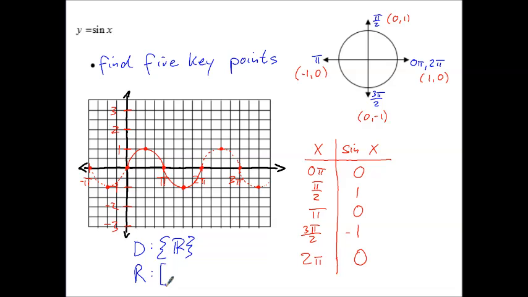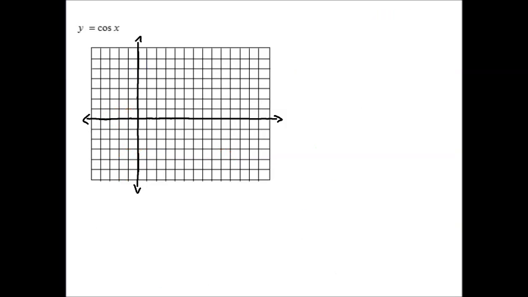So we need to use brackets here. Negative 1 is part of the range, and so is positive 1. So the range goes from negative 1 to positive 1. Now let's look at our cosine function. And the cosine function we're going to create the exact same way as we created the sine function, with the table of values. And those values we are again going to get from our unit circle.